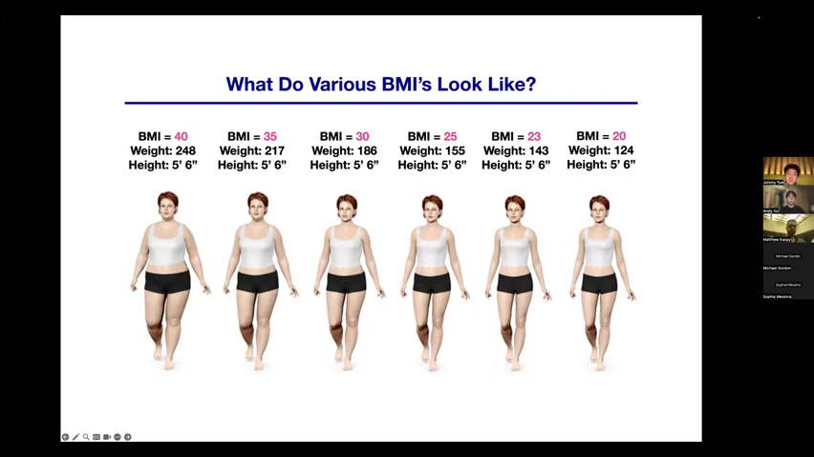BMI is your weight in kilograms divided by your height in meters squared. And so this shows for a woman that's 5'6", from left to right, more obese to less obese, what weight gives you different BMIs. So if you're 5'6" and 248 pounds, your BMI is 40. If you're 186 pounds, your BMI is 30, and that's the cutoff for being obese. If your weight is 155 and you're 5'6" and you're a woman, your BMI is above 25, that's overweight. Then the more normal weights, according to medical standards, are shown on the far right.